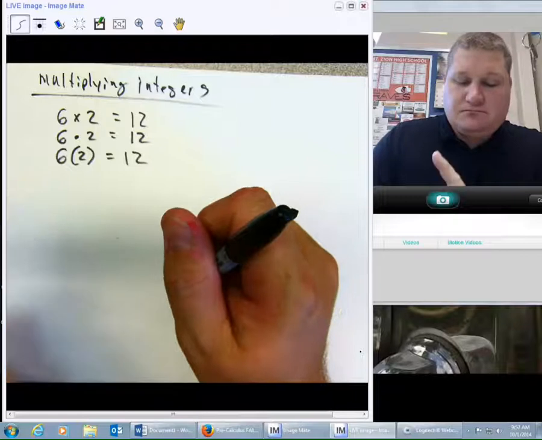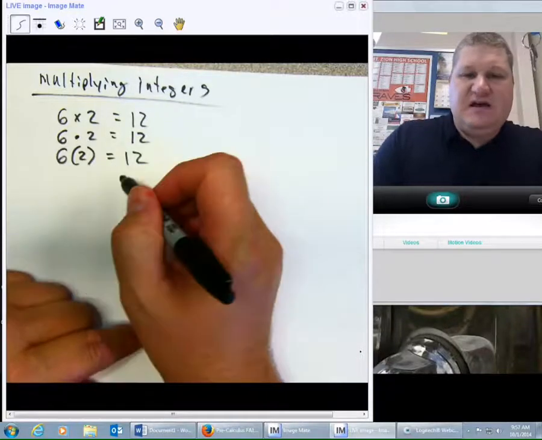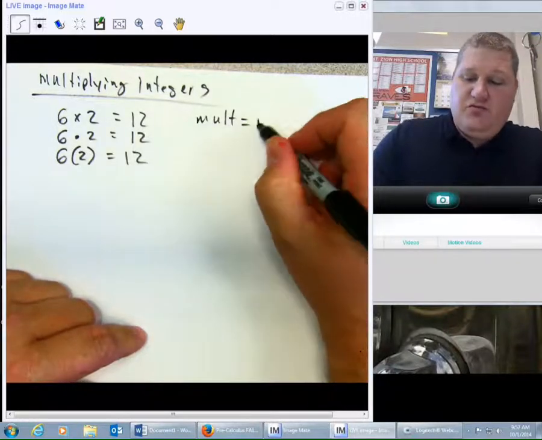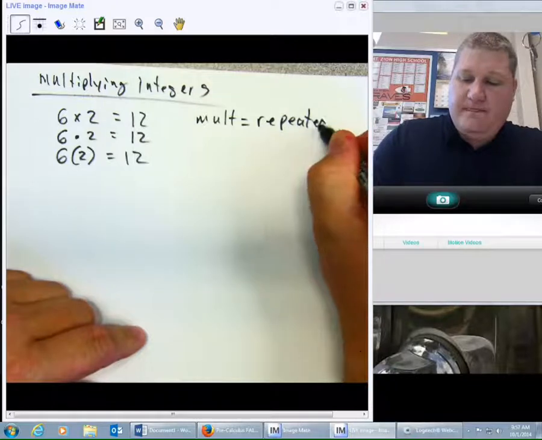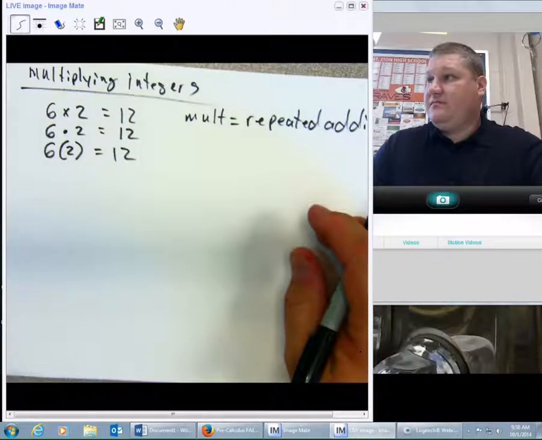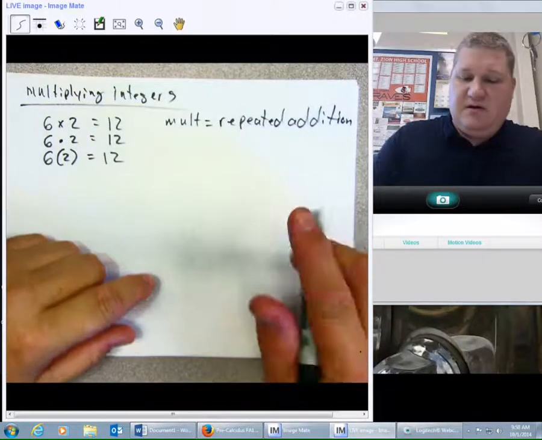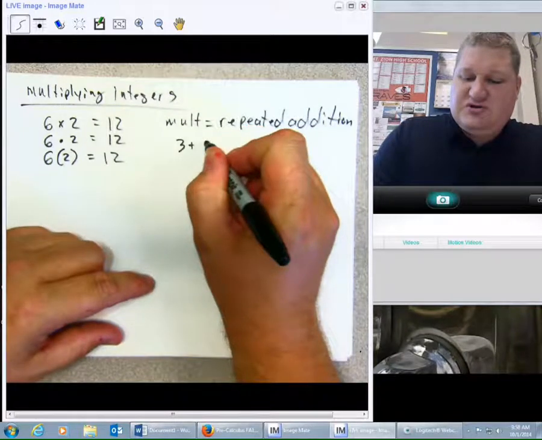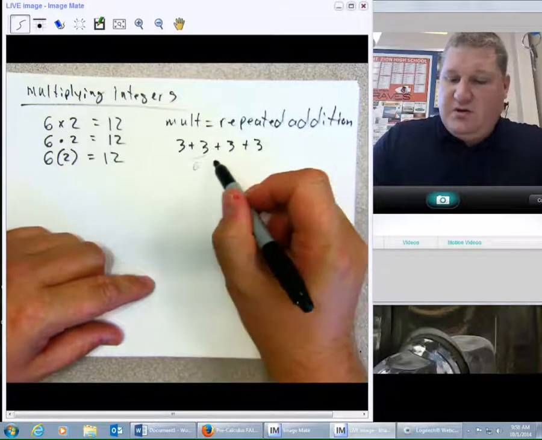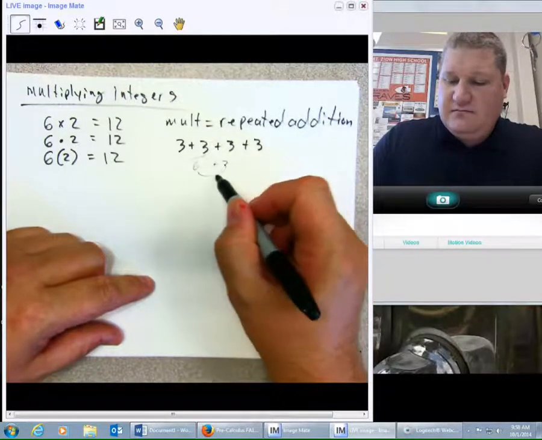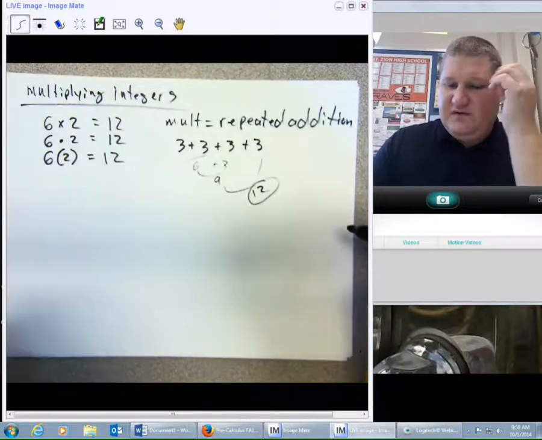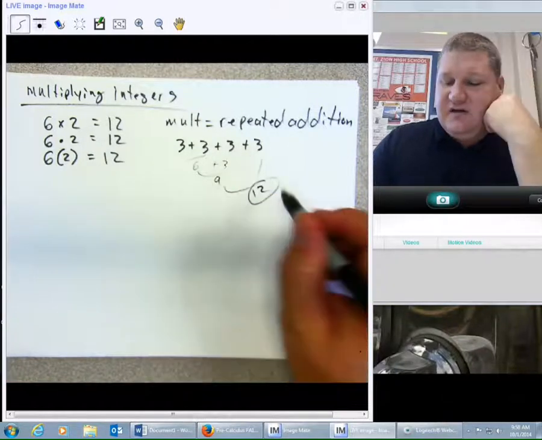Now, one of the things we need to remember, though, is what does multiplication really mean? Multiplication is equal to repeated addition. So, for example, if I actually wanted to multiply something, let's take 3 plus 3 plus 3 plus 3. Well, 3 plus 3 is 6, plus 3 is 9, plus 3 is 12. We end up with 12.